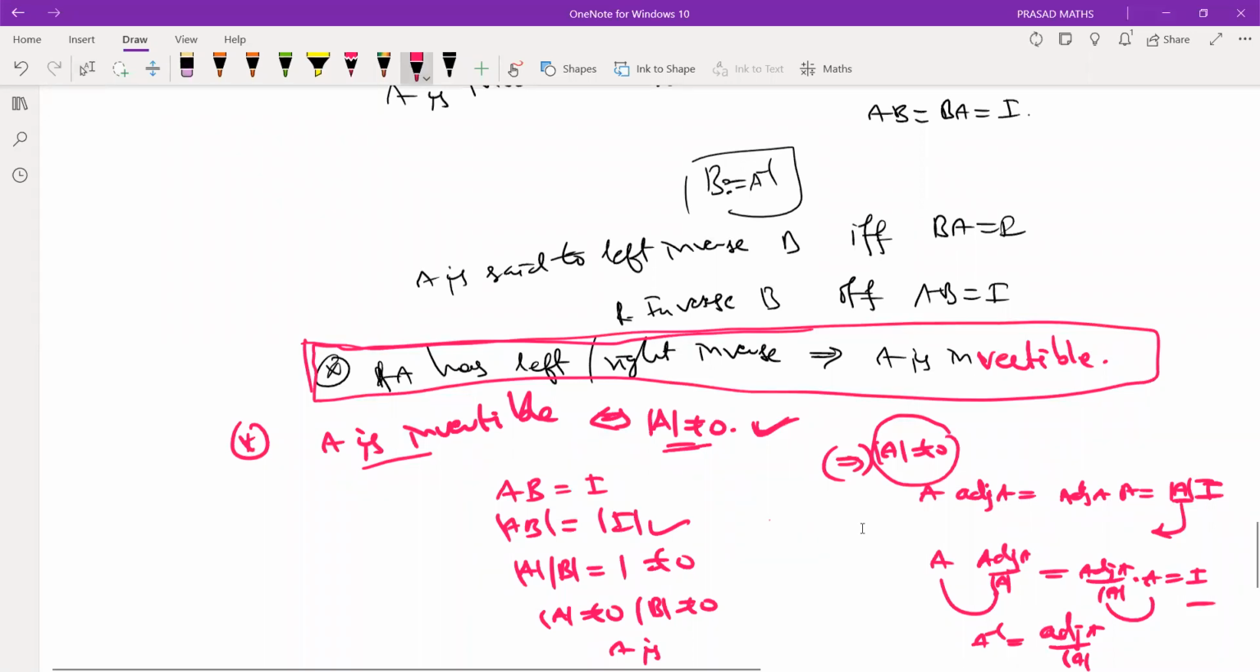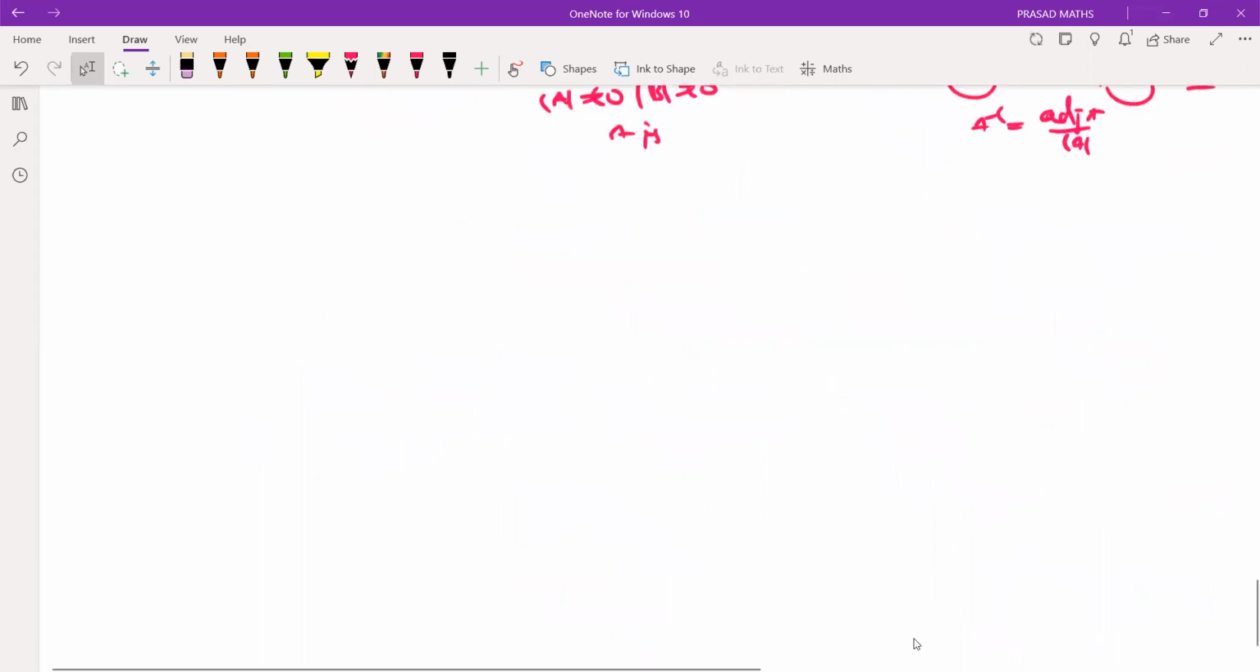So problem number 1. Suppose you can take this. Sir, is an invertible A always a square matrix or any matrix? A is invertible if and only if det A is not equal to 0, right, sir? In that case, is A always a square matrix or any matrix?